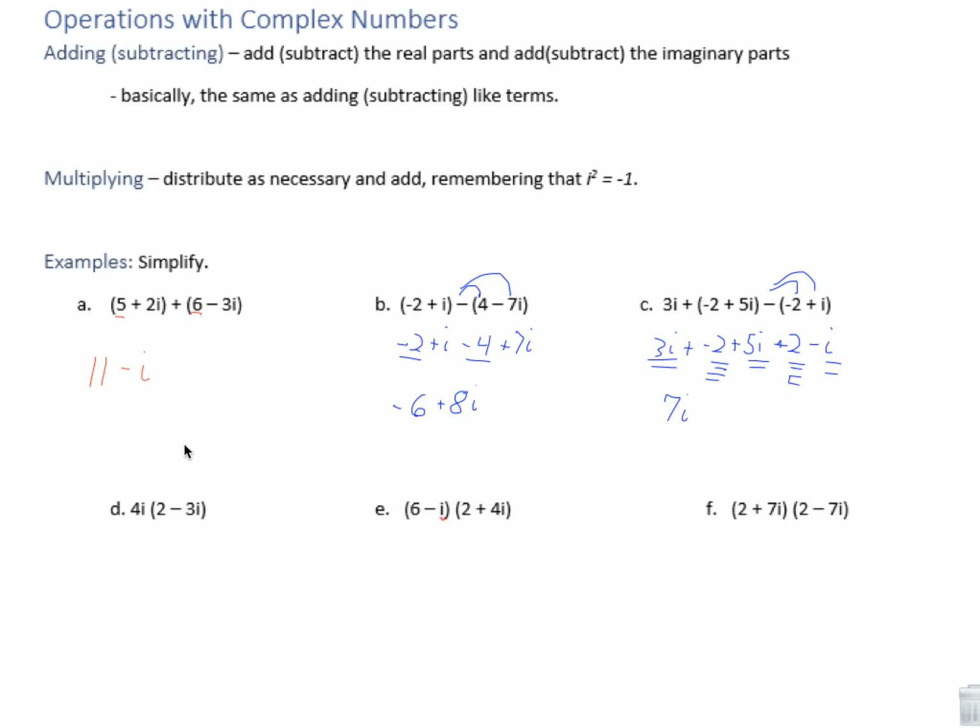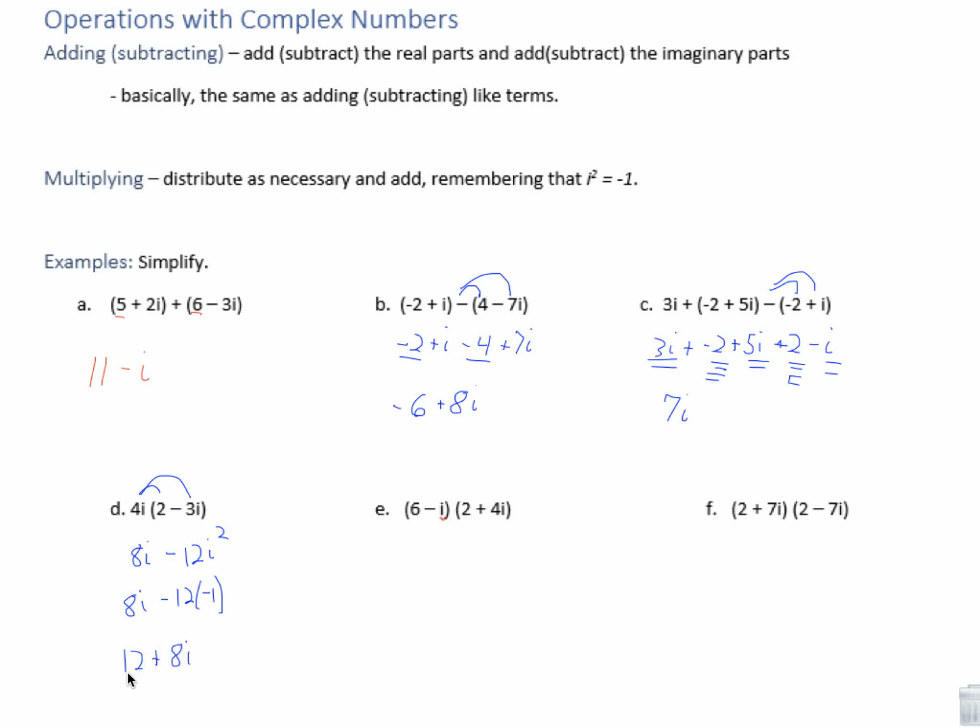Now we're going to go ahead and look at multiplying. So this is just a 4i multiplied by 2 minus 3i. We distribute. So we have 8i. 4i times 2 is 8i minus 12i squared. Now remember, i squared is equal to -1. So we have -12 times -1, which gives us 12. And we actually like to put the real part first. So we have minus -12, which is positive 12. So we have 12 plus 8i.